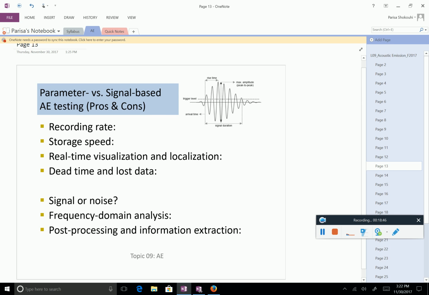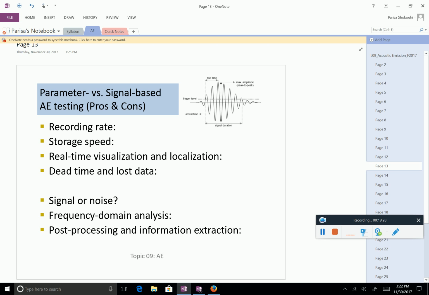So try to think in these terms: recording time, storage speed, possibilities to do real-time visualization, and dead time. Dead time means how much time you would lose because your system is trying to save the data that you are collecting. During that time, you won't be able to collect any new events. That's normally called in our terminology dead time. You can hear that in acoustic emission. Try to see which method you think would be better, or what are the advantages of each one.